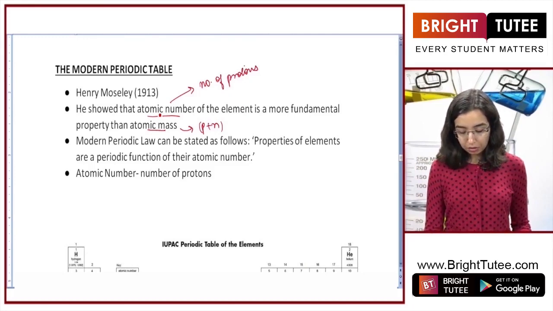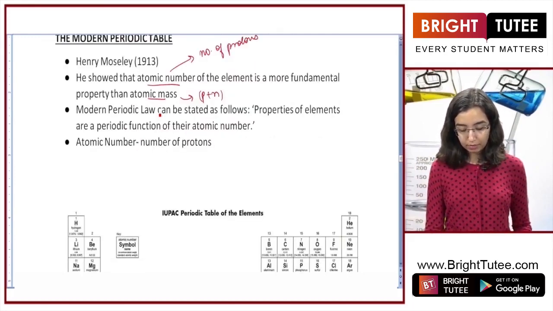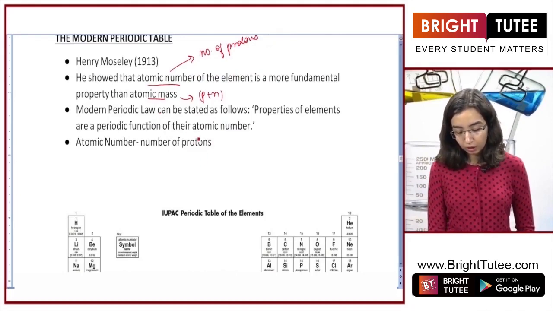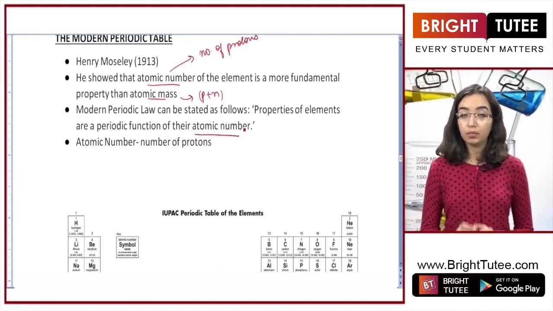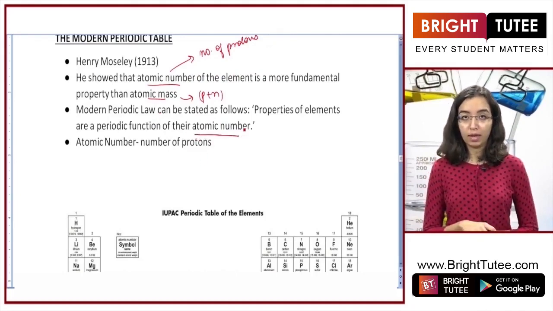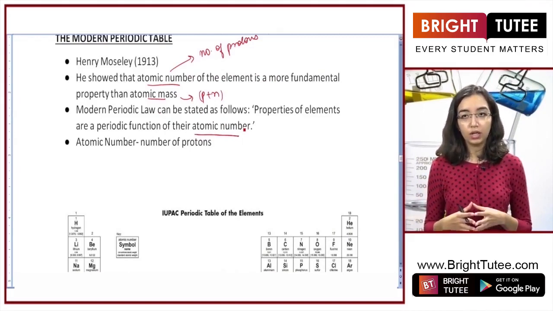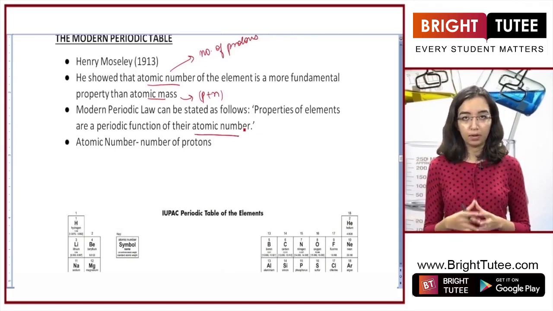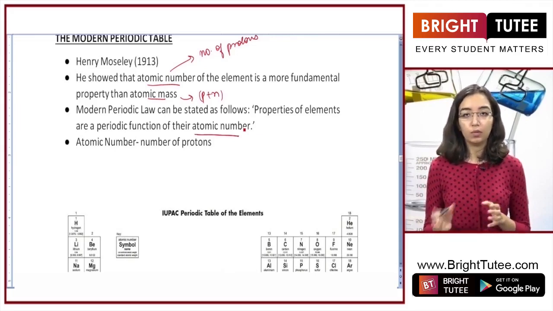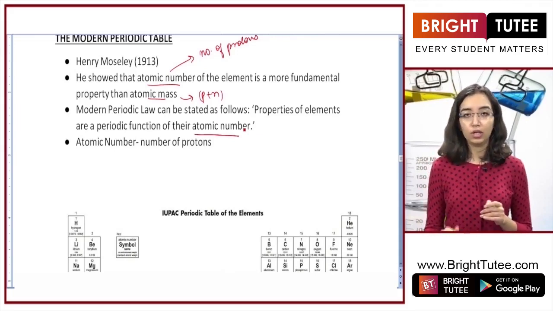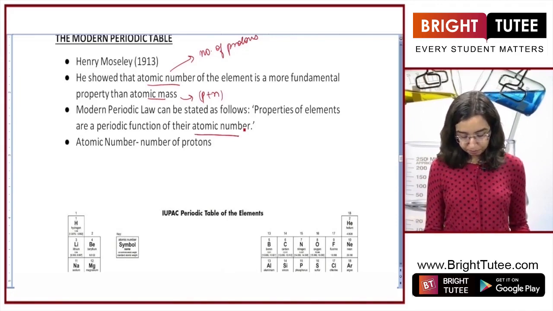So the modern periodic law stated that properties of elements are a periodic function of the atomic number. Atomic number here is the change from the law given by Mendeleev. He talked of atomic mass, but here we are saying that they're a periodic function of their atomic number. Atomic number again being the number of protons present inside the nucleus of an element.